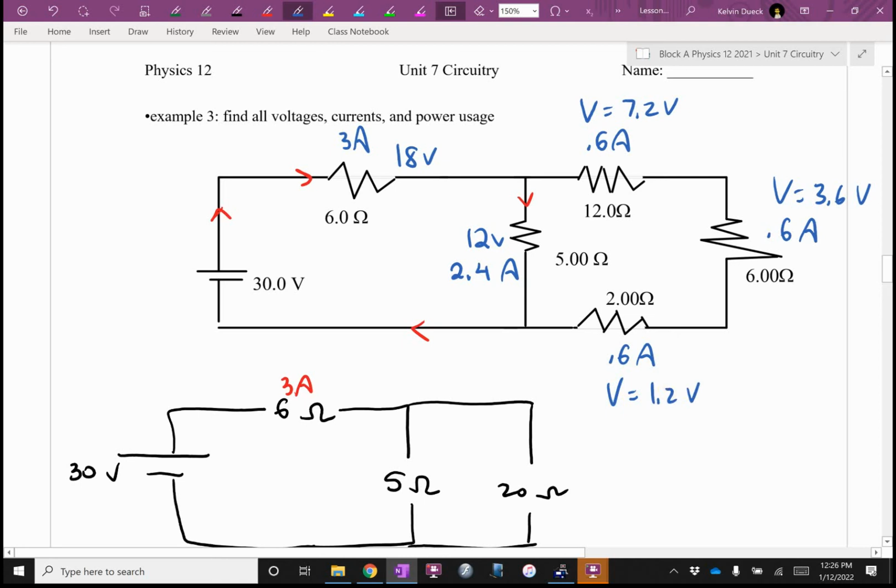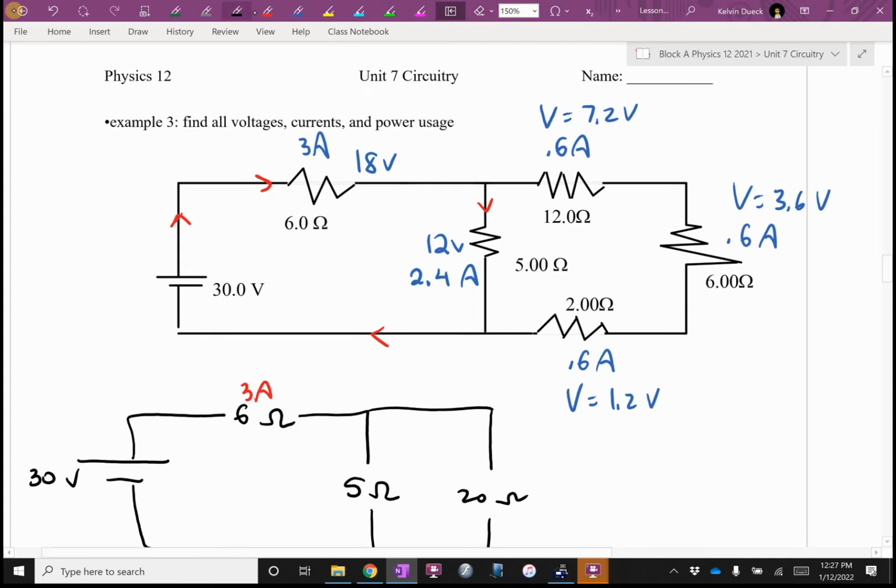You know what would be really cool? It would be really cool if these 3 voltages also added up to 12. Because they should. Does 7.2 plus 3.6 plus 1.2 equal 12? We must be right. Alrighty. Find all voltages. Check. Find all currents. Check. Oh, power usage.